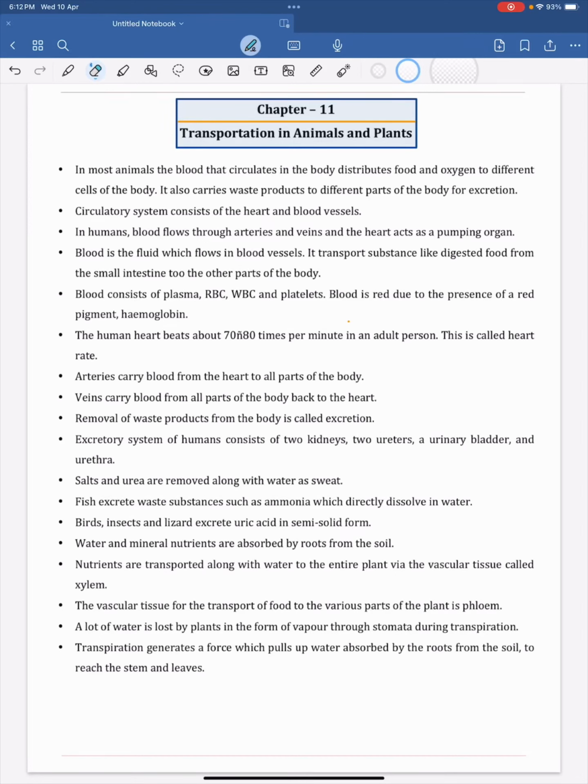Hey guys, this is the first topic related to science. Now let's come to the topic. Today's topic is transportation in animals and plants.